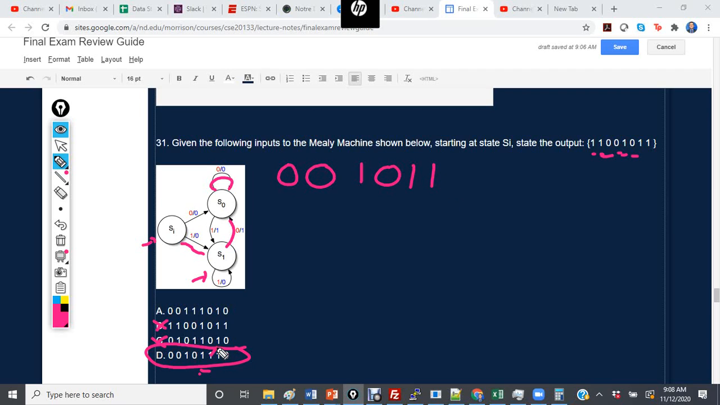Then we're going to have 1 is the input. So 1 is the output. And then we're going to have 1 is the input here, so we're at S1. That means we're going to take this edge, and the output is 0. So it's 0, 0, 1, 0, 1, 1, 1, 0, which is exactly what D is. Therefore, that is the solution.